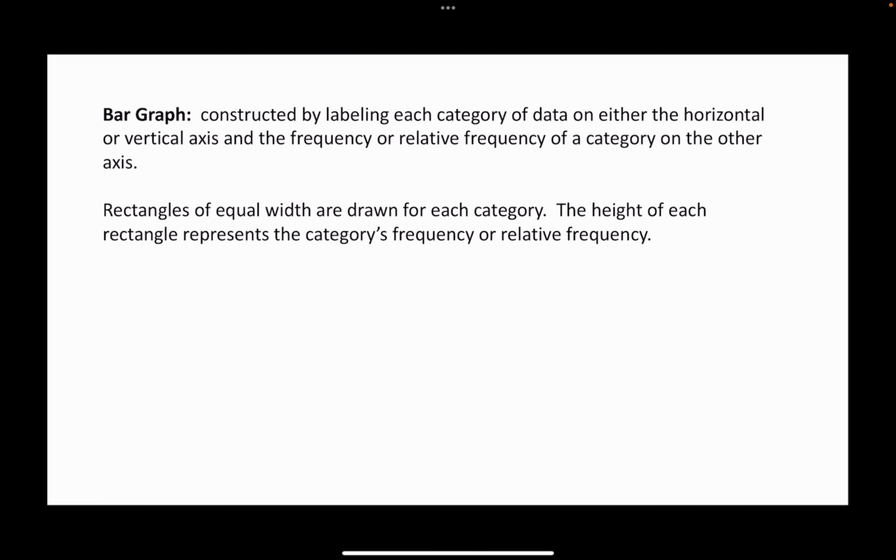So let's take a look at bar graphs. You've seen bar graphs all over the place. You see them probably every day, or pretty close to every day. And you've probably even made a bar graph or two in your life.